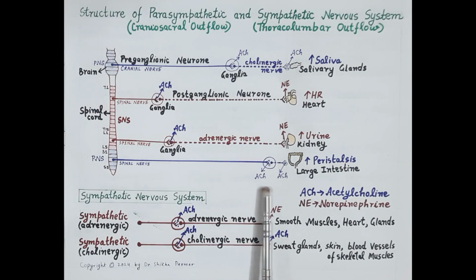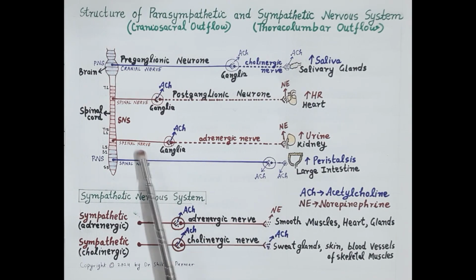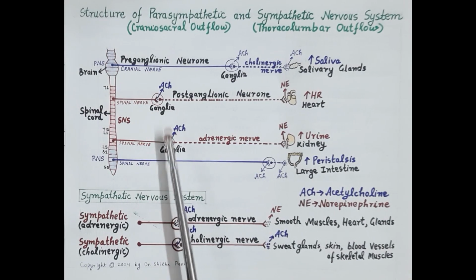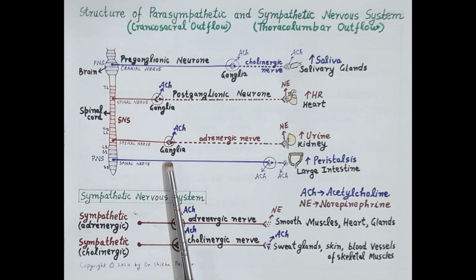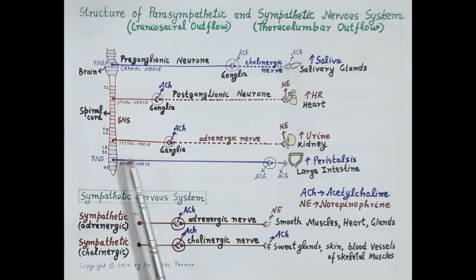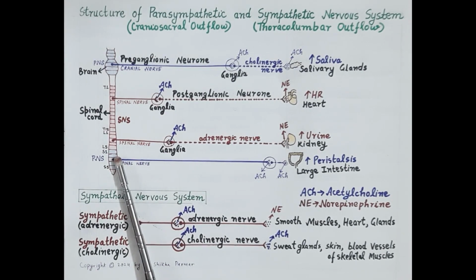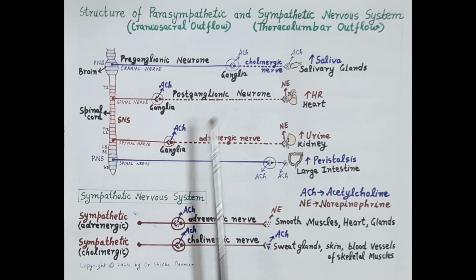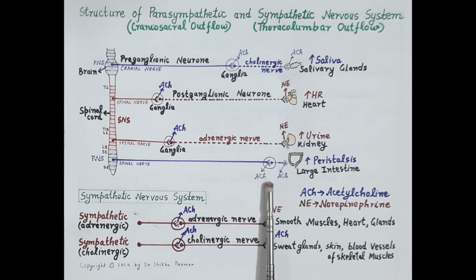Now actually ganglia are the clusters of nerve cell bodies, and these ganglia are found throughout the body. Now in the sympathetic nervous system, as you can see here, all the ganglia are located near the spinal cord, whereas in the parasympathetic nervous system, these ganglia are present close to the organ, or sometimes they are present on the wall of the target organ.